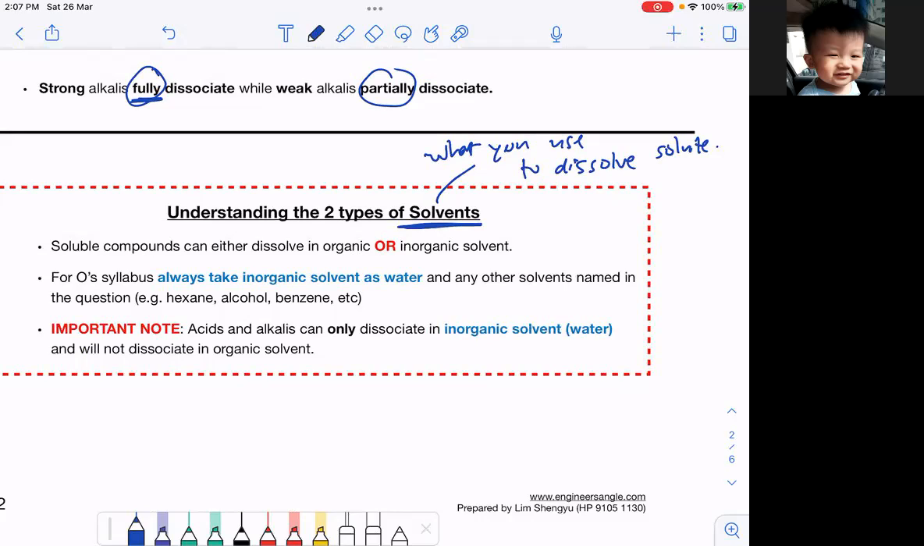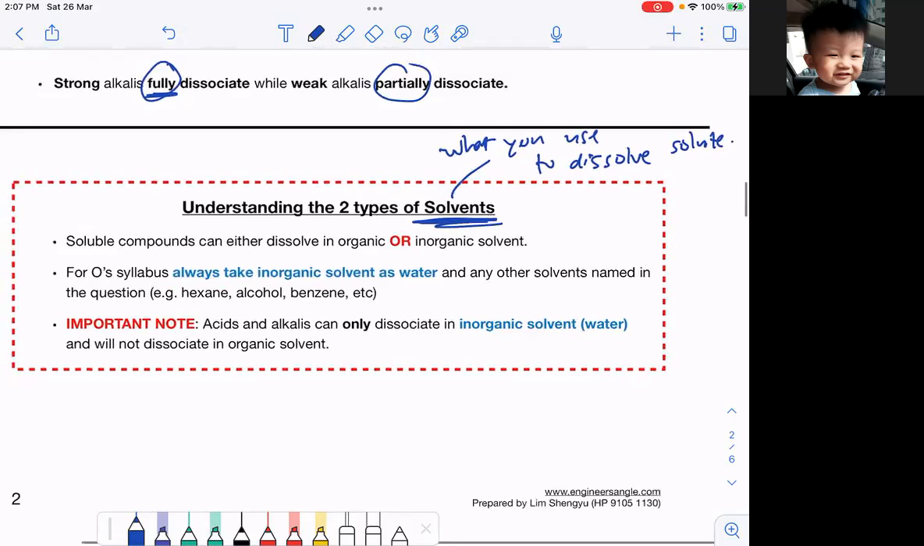So this is from lower secondary. So understanding in chemistry, there are only two types of solvent. That means I have two types of things that can help me dissolve other things. They can only either be organic or inorganic solvent. The two categories are organic and inorganic. Okay. For simplicity, for O levels, inorganic solvent literally means water. Literal water, H2O. Okay.